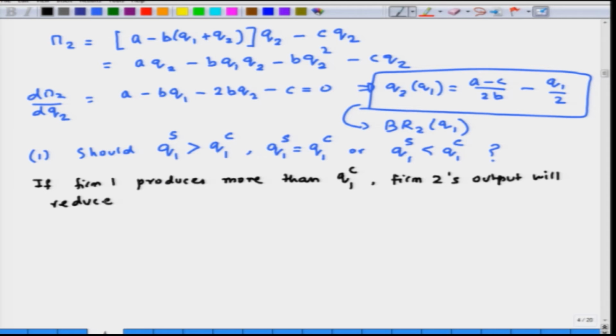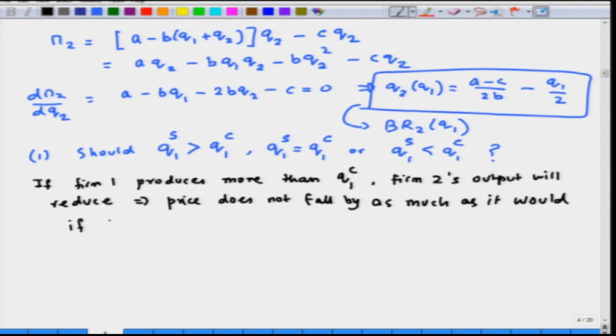Firm 2's output will reduce, which essentially means that prices will not fall by as much as it would have fallen had firm 2 also increased its output, right. So, this implies the price does not fall by as much as it would if Q2 had also increased. And we know that Q2 cannot increase because the best response function for firm 2 is downward sloping.